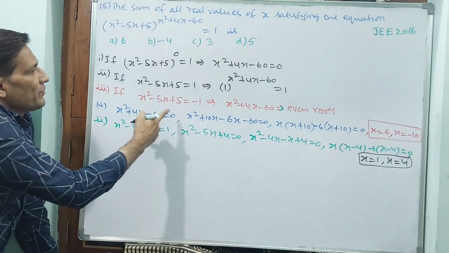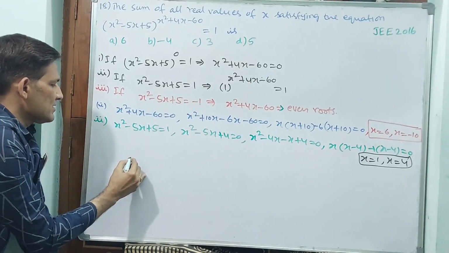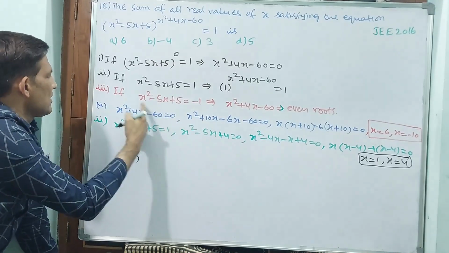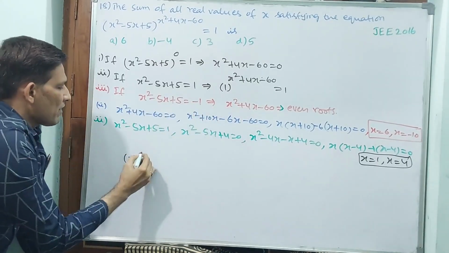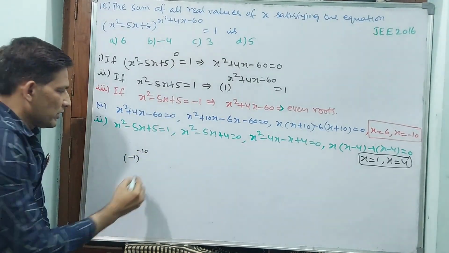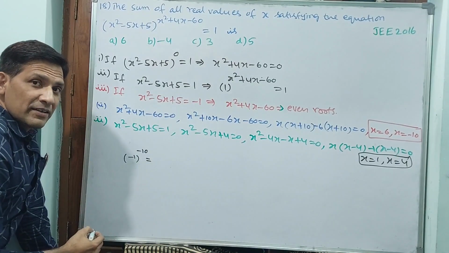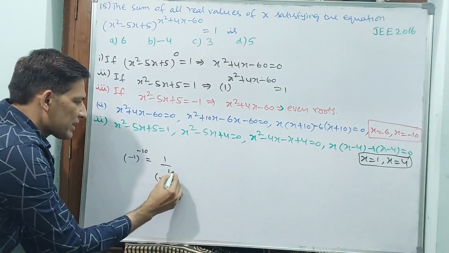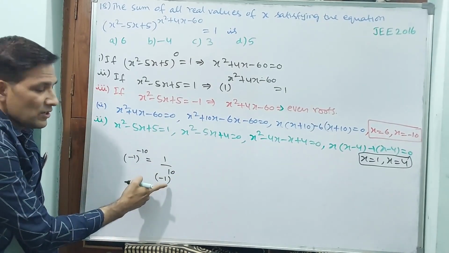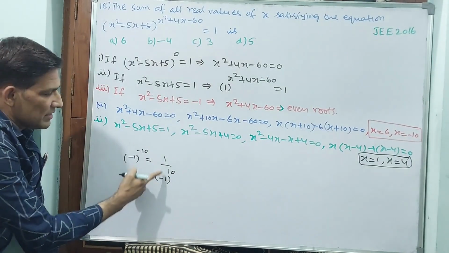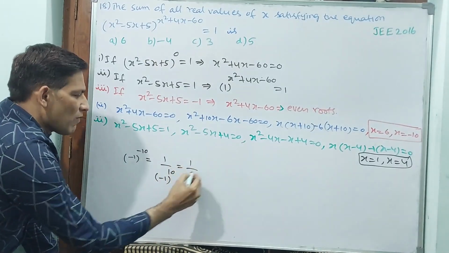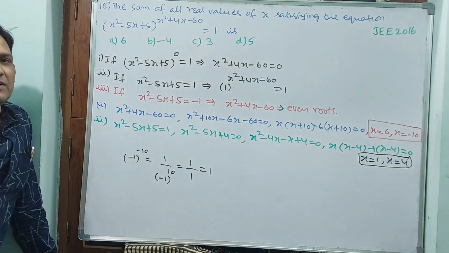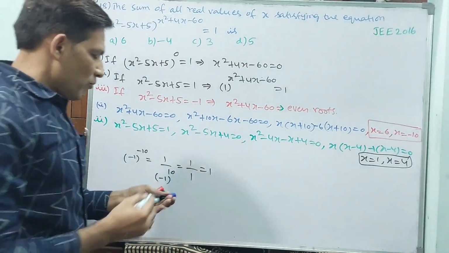Because you see, that is the root. I will take this base as minus 1. Third option: minus 1 power minus 10. How is it going to happen? Shall I keep 1 by minus 1 power 10? Why? Because if the minus comes to the bottom, the denominator, this is going to happen like this. That means 1 by minus 1 power 10 is 1 only, 1 by 1 is 1 only. That is why minus 1 you can take.